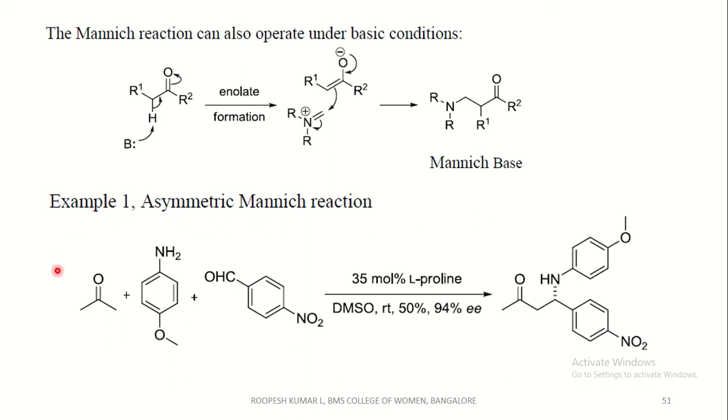Asymmetric Mannich reaction. That is, as I told you, this is a three component reaction: aldehyde, amine, and carbonyl compound. These three react in the presence of proline. This is a catalyst, 35 mole percent of L-proline in DMSO solvent at room temperature. We get a 99% yield, that is 99% enantiomeric excess. Only one enantiomer we get in excess.